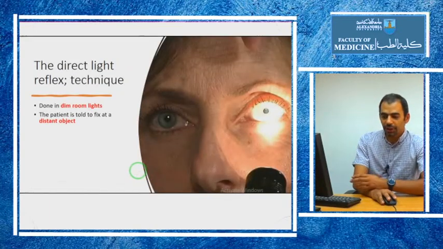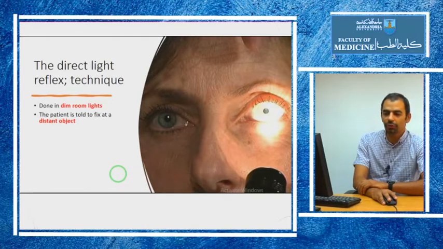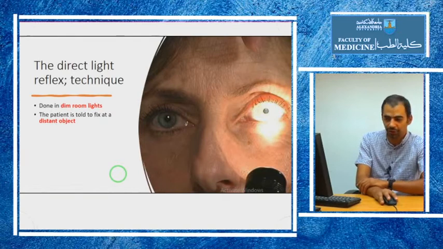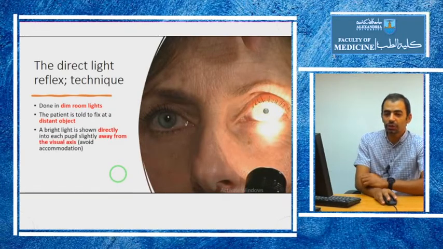When we do the examination, as we mentioned, we need to dim the room lights and ask the patient to focus at a distant object, as we try to relax the sphincter pupillae muscle as much as we can by eliminating any light reflex or near reflex. Then a bright light is shown directly into the patient's pupil, slightly off axis.